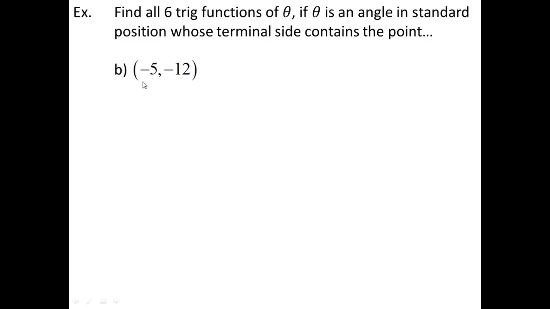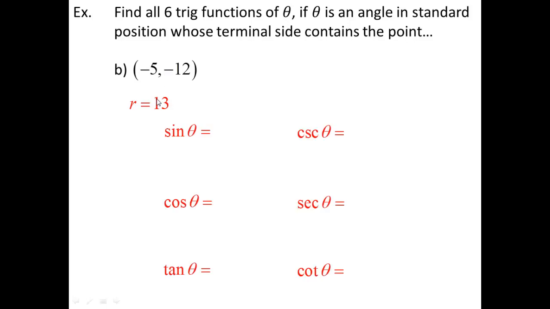I know x is -5, y is -12. I can figure out r by doing the Pythagorean theorem or simply recognizing that this is a 5, 12, 13 triangle. As long as I have x, y, and r, it's simply a matter of writing down your ratios. Sine is y over r, cosine is x over r, tangent is y over x. Cosecant, secant, and cotangent are just flip, flip, flip.